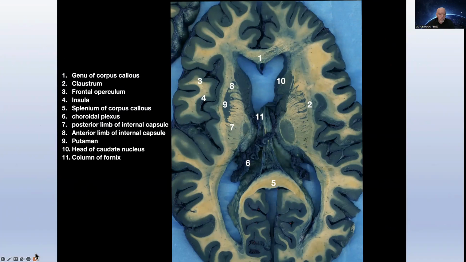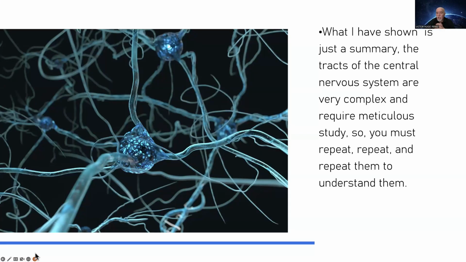So let's go. I just want to tell you something. What I have shown is just a summary. The tracts of the central nervous system are very complex, very difficult to understand. And first of all, what you need to do and that we need to do is study neuroanatomy with passion. And if we want to understand this very well, we have to repeat, and repeat them until we have a good understanding of these structures. So I think most of us have done this kind of work. So we are passionate about neuroanatomy.